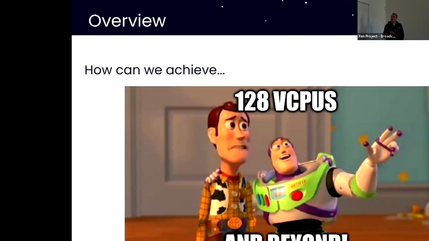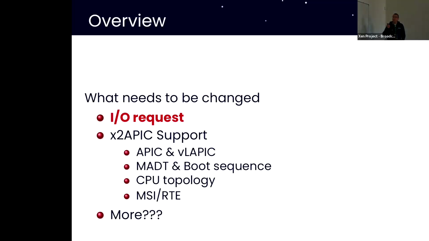I discovered several issues currently in Xen which limit the number. Basically, there are two. One is related to I/O requests, and the second issue is a little bit bigger. It is related to x2APIC and its IDs, or like the xAPIC and its IDs, and this has several sub-issues.